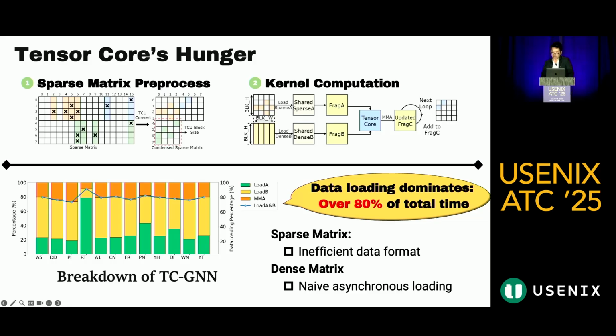We found that the data loading alone takes over 80% of the total execution time. This is mainly due to two things. One is the inefficient sparse format, and another is the naive async loading for the dense matrix data. As a result, Tensor Cores are hungry most of the time. They are just waiting for someone to feed the data. So while the compute part is fast, the kernel as a whole remains inefficient.